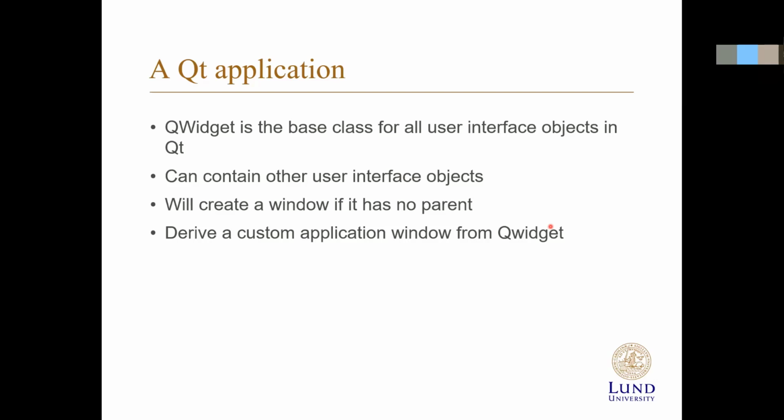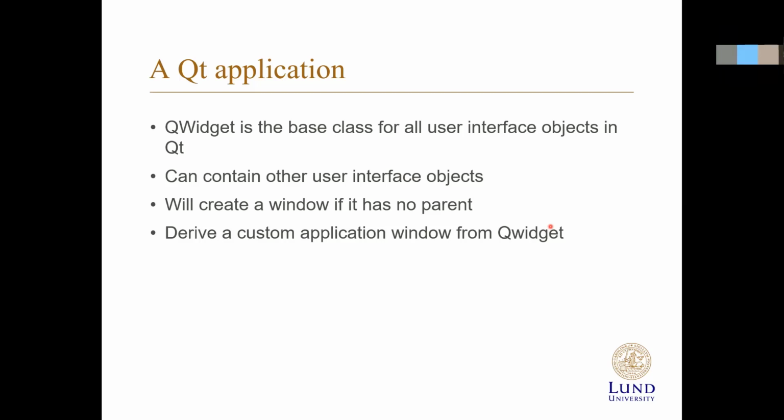So in a Qt application, the widget is the base class for all the user interface objects, as I said. And the widget can also contain multiple other user interface controls. So you can add buttons, text boxes, checkboxes, and everything to a widget. So it can consist of multiple controls. And as I said, if you only create a widget, it will create a window around it if there is no parent to that widget.